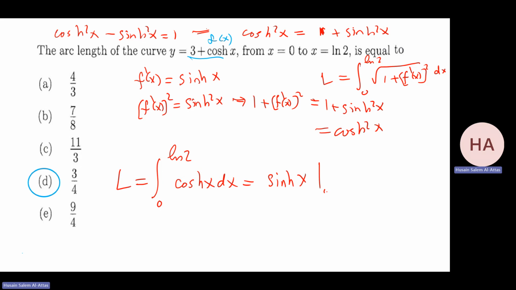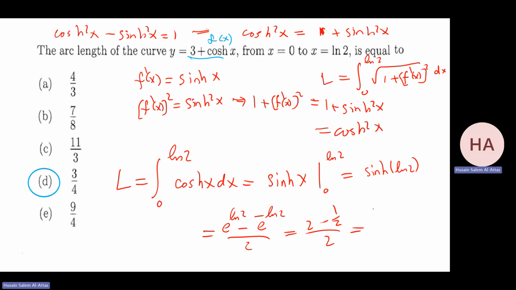Sine hyperbolic from 0 to ln 2. So it will be sine hyperbolic ln 2 minus sine hyperbolic of 0, which is 0. And that will be e to the ln 2 minus e to the minus ln 2, over 2. That will be 2 minus half, over 2. 4 minus 1, 3 over 4, which is this one.